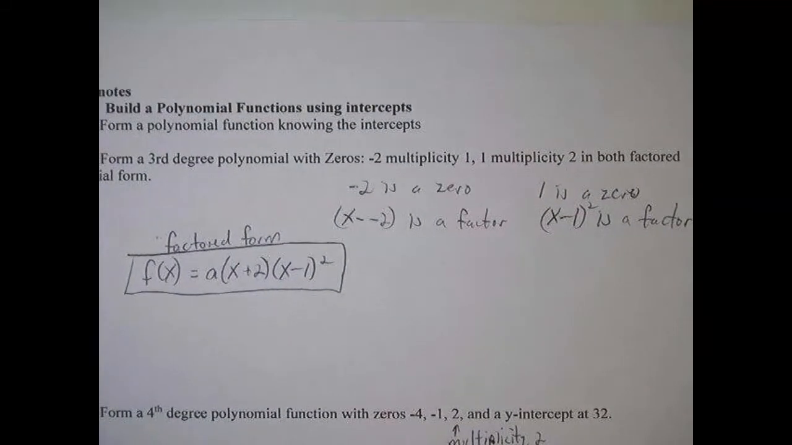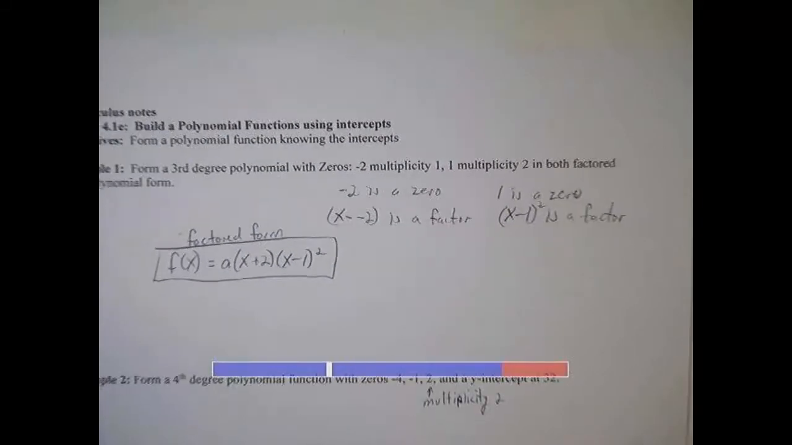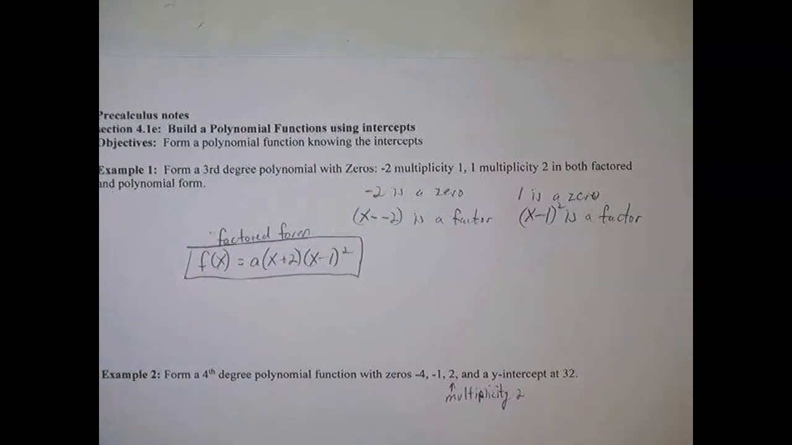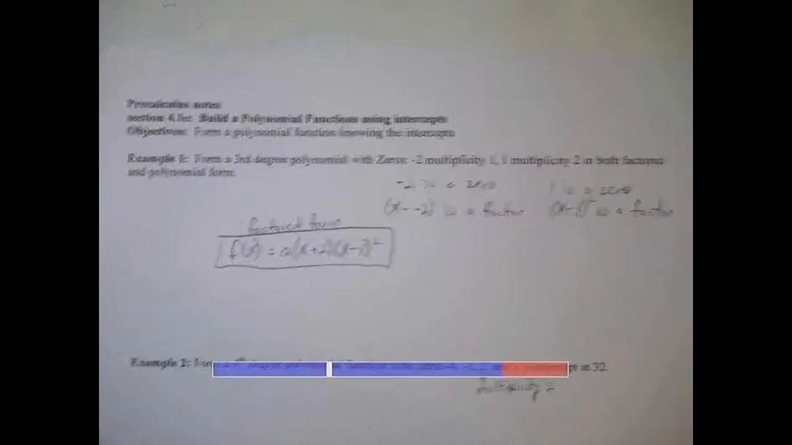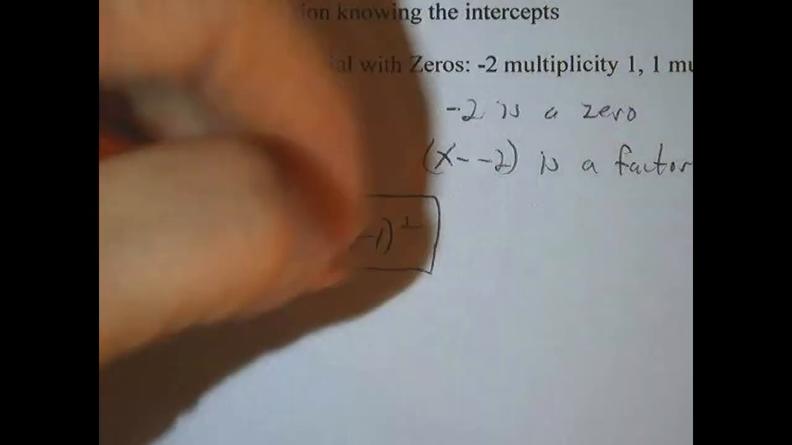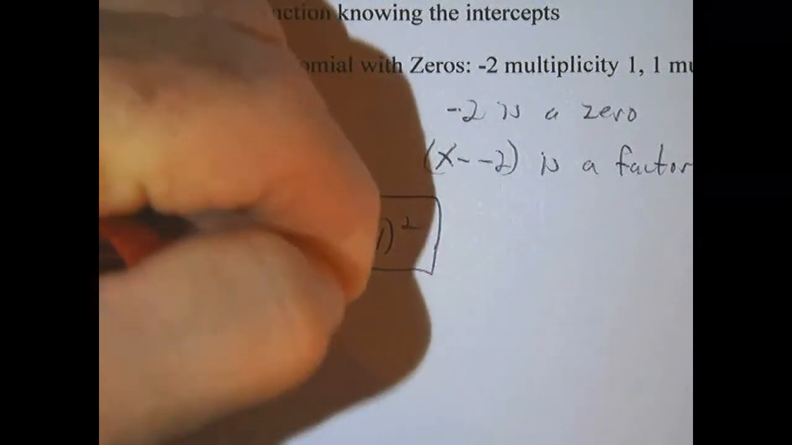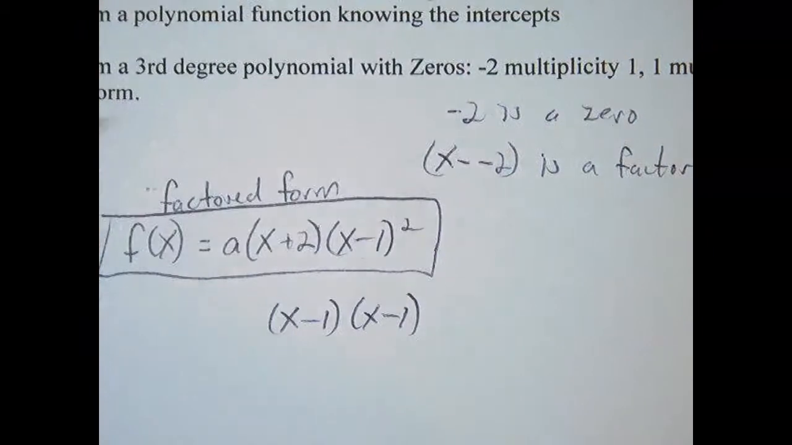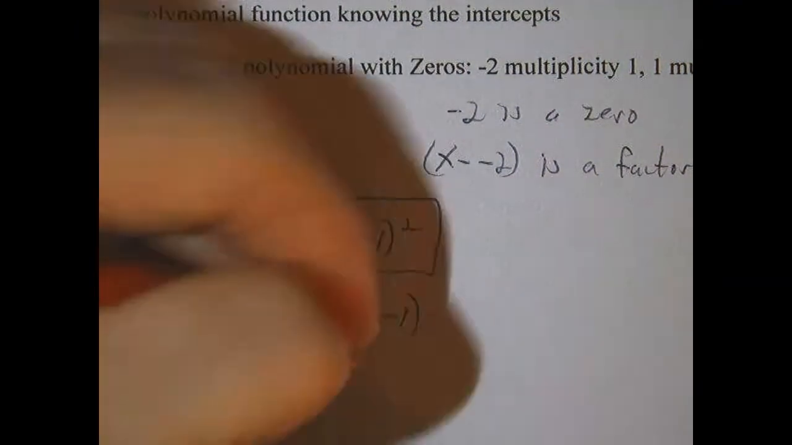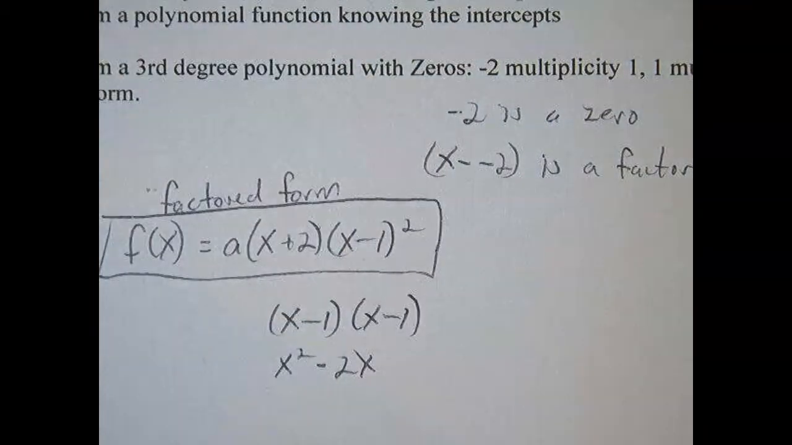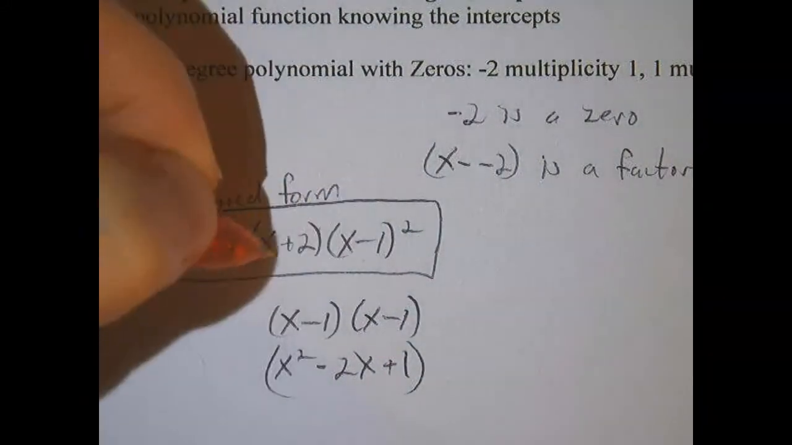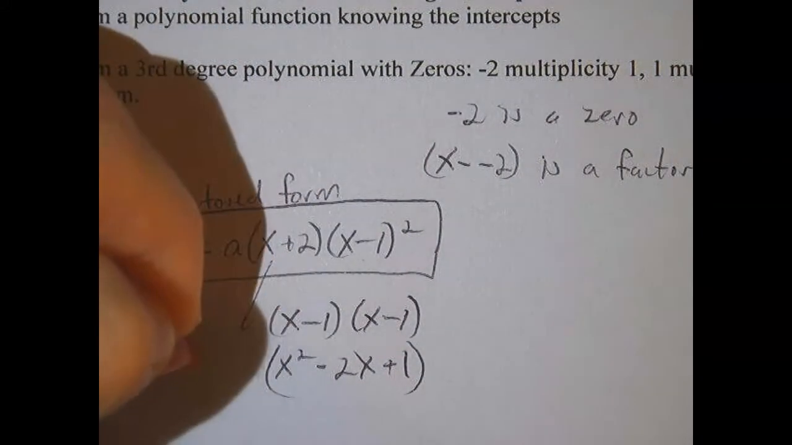Now polynomial form, because we're asked to find this in both factored form and polynomial form. Polynomial form means we have to multiply it all out. So let's go ahead and multiply this out. I'm going to start out by multiplying the x minus 1 times itself. So x minus 1 times x minus 1, I get x squared minus 1x on the inside, 1x on the outside, that's minus 2x, and then plus 1. And I'm going to multiply that by x plus 2.